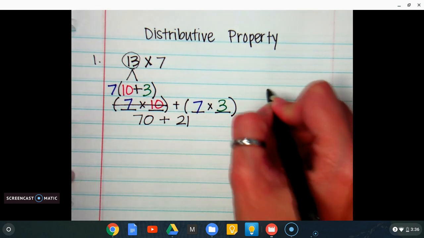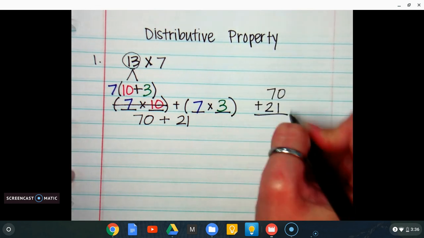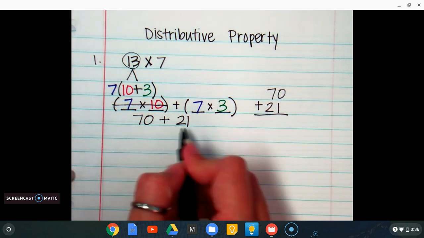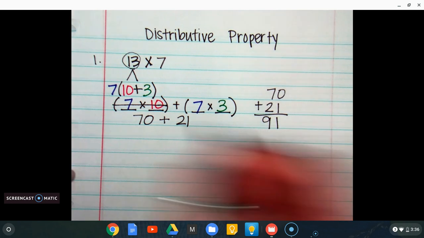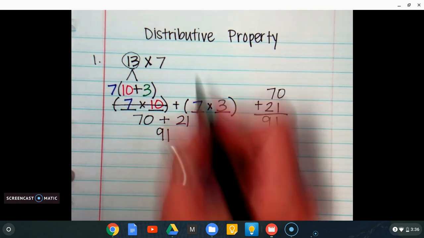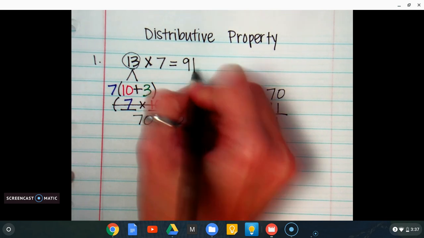Once we do that, we're going to add 70 plus 21. So 70 plus 21 is 91. And that is how you find out the answer to 13 times 7, which is 91.